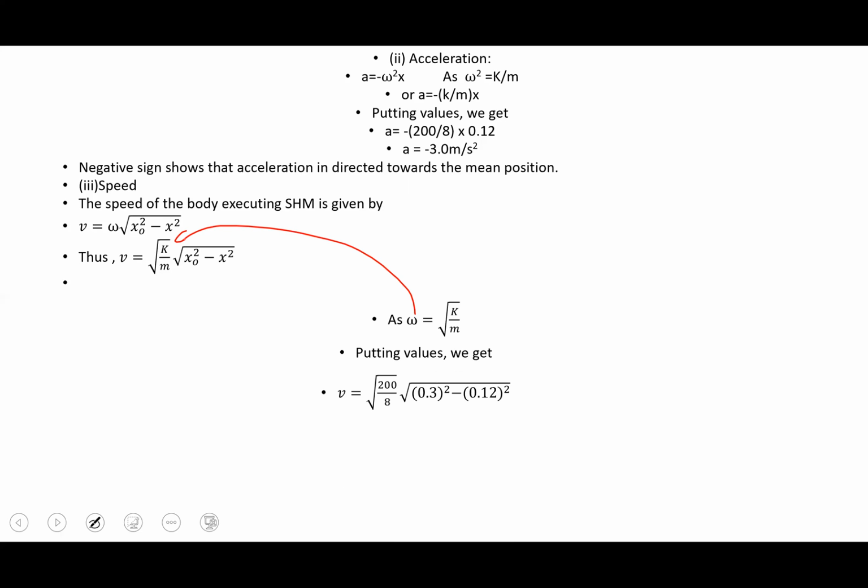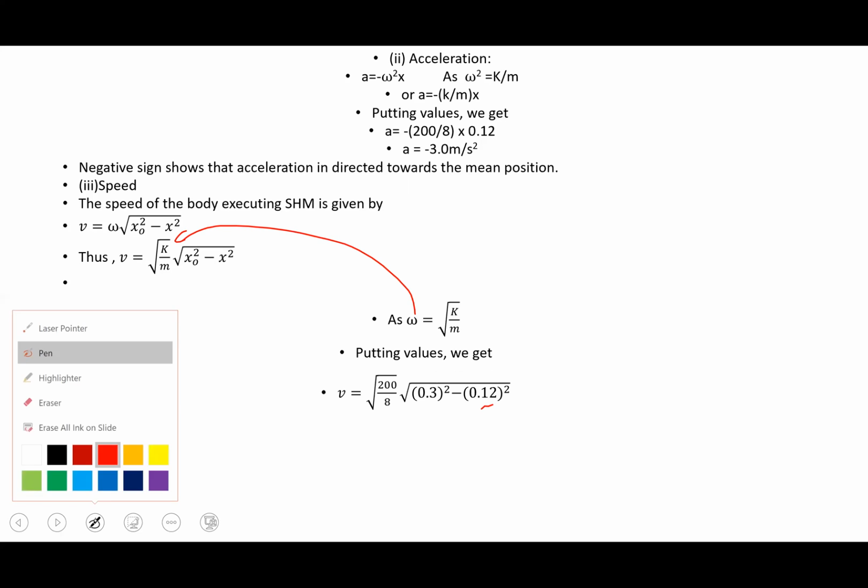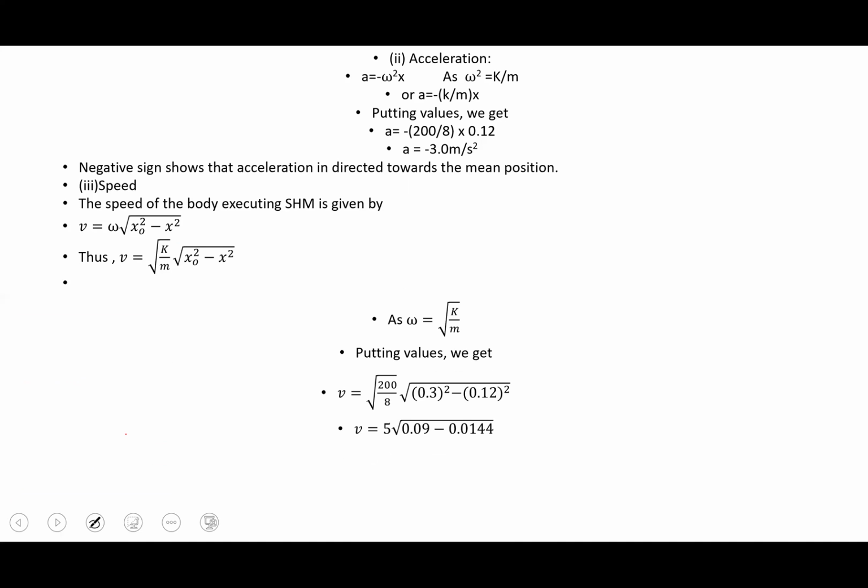v is equal to under root 200 divided by 8 into under root 0.3, which is the maximum displacement, square minus 0.12 whole square, which was the distance given to us in the question. After putting the values, v is equal to 5 into under root 0.09 minus 0.0144. Velocity will be equal to 5 into under root 0.0756. Velocity is approximately equal to 1.37 meters per second, or if we round it off, it will be 1.4, but we'll still take 1.37.